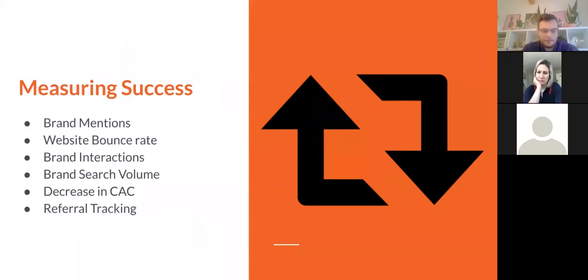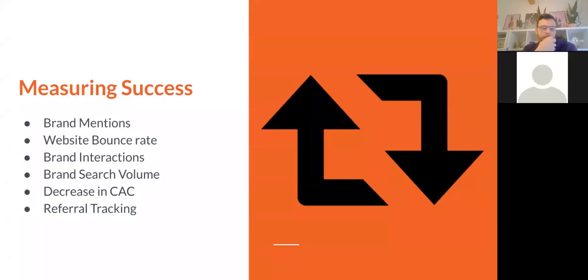So the actual KPIs that we set out are brand mentions, whether the website bounce rate's going down, brand interactions and engagement, and the search volume of our own brand term. For example, we're in the health and wellness industry, so if we have search traffic for turmeric going up into our website, that's not an advocate that's driving that. But if we see traffic for the drug.store going up, then we can attribute some of that to advocacy.